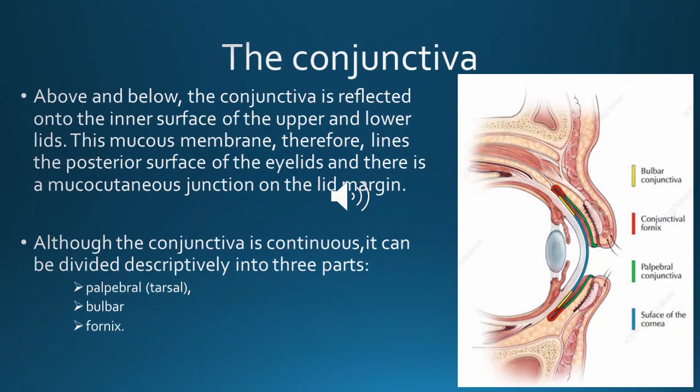The conjunctiva is a thin vascular mucous membrane that lines the eyelids from the inside, then reflected to cover the anterior part of the sclera. The conjunctiva can be divided into palpebral, bulbar, and forniceal conjunctiva.